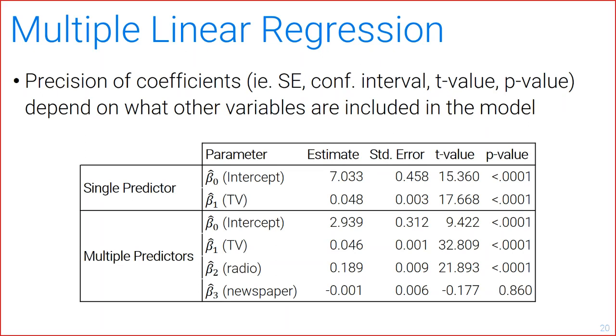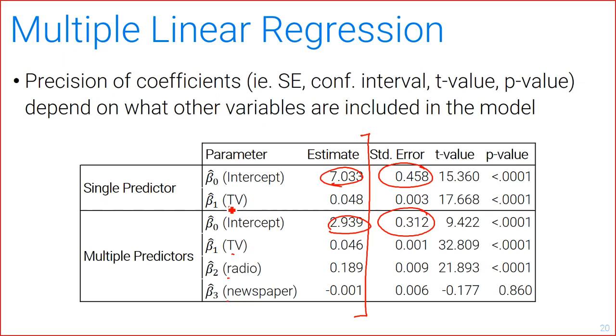So all these things, the precision of the coefficients, depend on what other variables are included in the model. Again, if you remember, we had a model of a single predictor, the TV, and then we had a model with TV, radio, and newspaper. And what we saw so far in the previous lecture was the table up to here. Now in this lecture, we can start adding more columns. And if we look at them, then what we see is that, for example, the standard error for the intercept changes because also the estimation changes.